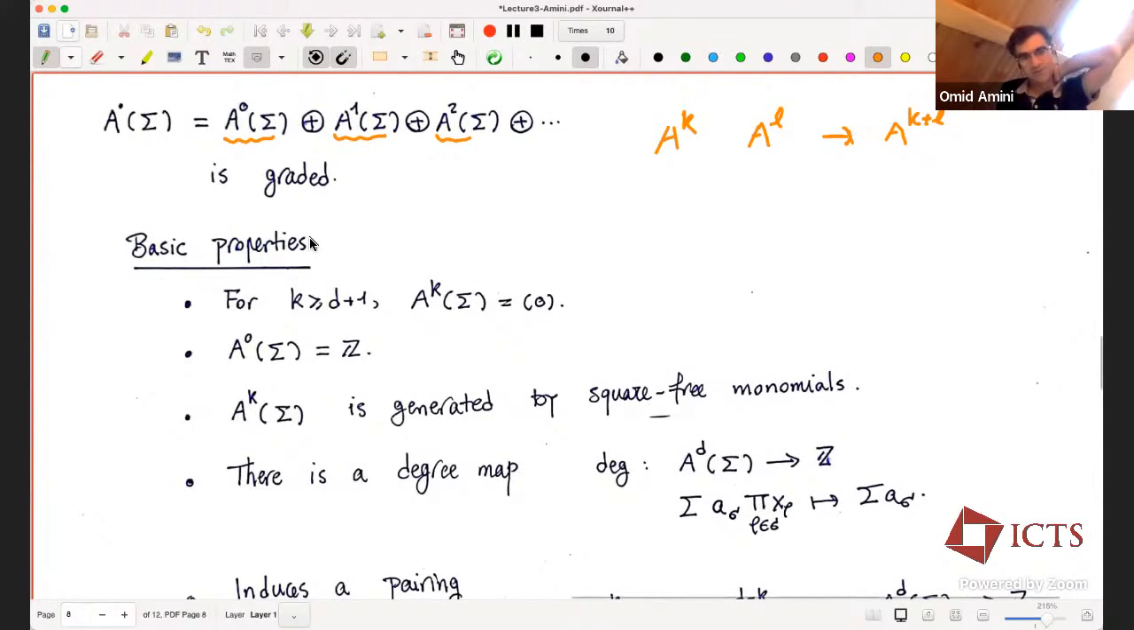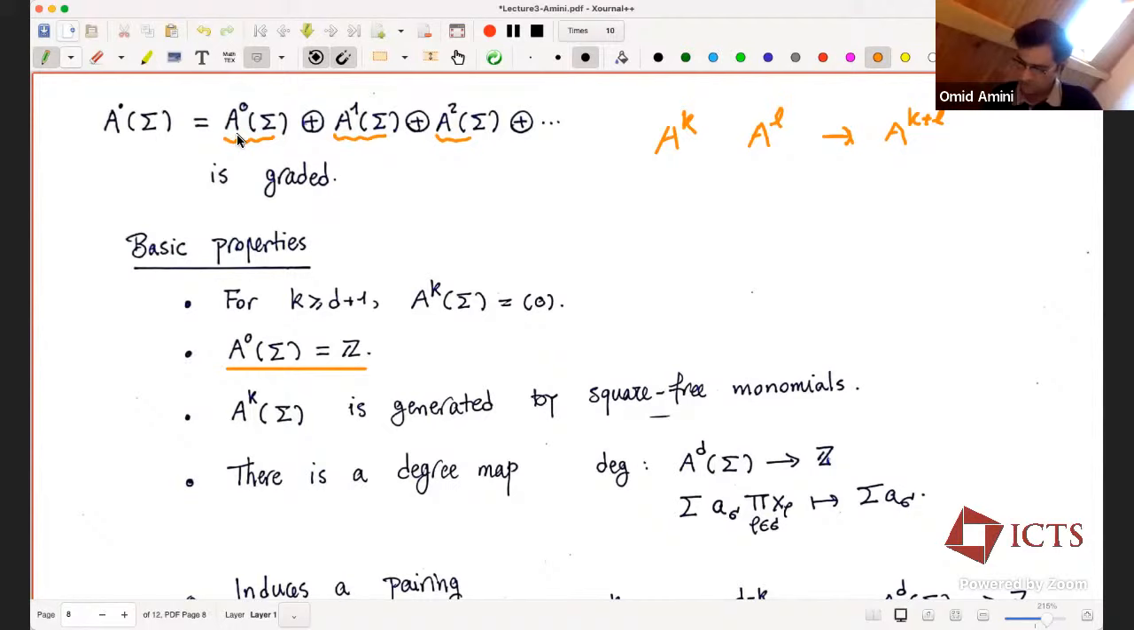The first one is this one, the first observation, which is completely trivial. There is no relation between the constants. So A^0 is just Z, because you have the constants inside the polynomial ring and you are not killing this. So A^0, the degree zero part, is Z. The other ones are maybe more tricky, so they are not completely trivial.